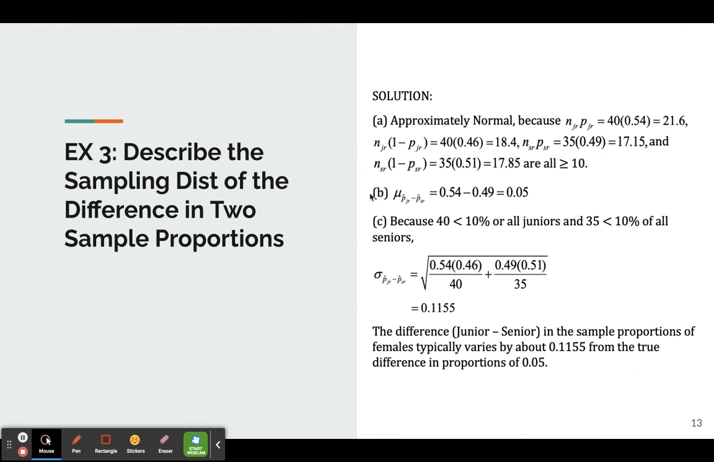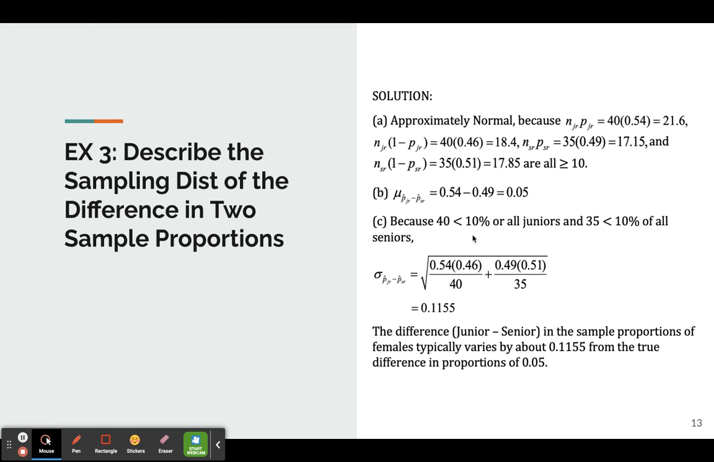All right, so for part A, we want to describe the shape. It's approximately normal because of the large counts condition, right? We have n times p and n times 1 minus p are greater than 10 for both samples. I have 21, 18.4, 17.15, and 17.85. All of those are greater than 10. So I want to show that to be able to say that, yes, this is approximately normal. It's mandatory that you state that in order to make a normal calculation.